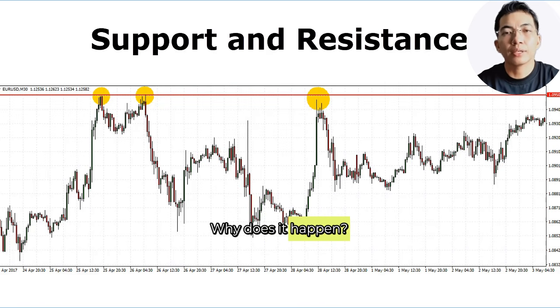Why does it happen? Every market price is made by supply and demand levels. A support is simply an area where the price starts to be appealing and this increases the demand for that currency, pushing the price up. With the same logic, a resistance is an area where the price starts to be seen as too high and the demand for that currency decreases, pushing the price down.